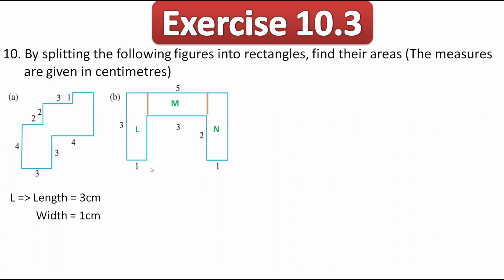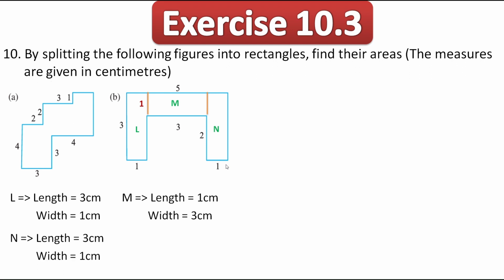Now for the rectangle M we have the length as this one. How are we going to find out the length of this? As this whole line is 3 centimeter, but this line is equal to this line, therefore we can subtract 2 from 3 to get the measurement of this, that is 1. So the length of M is 1 centimeter and the width is 3 centimeter. Now for rectangle N, we know that this line is equal to this line. Therefore N has length 3 centimeter and width 1 centimeter.